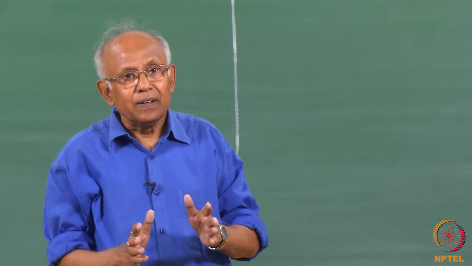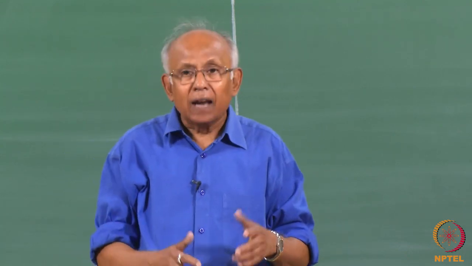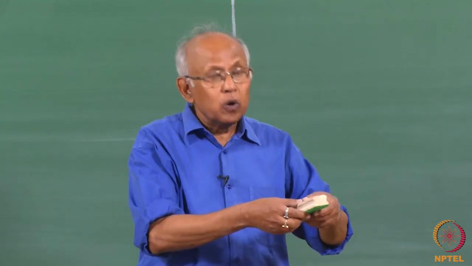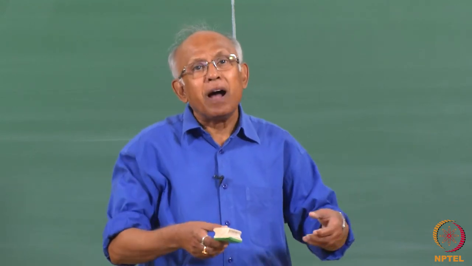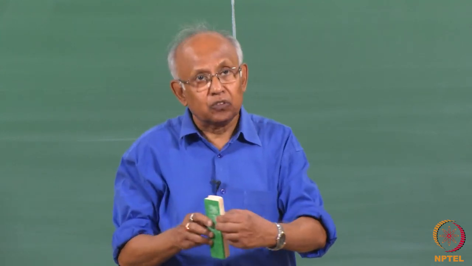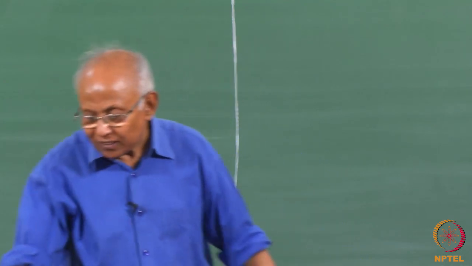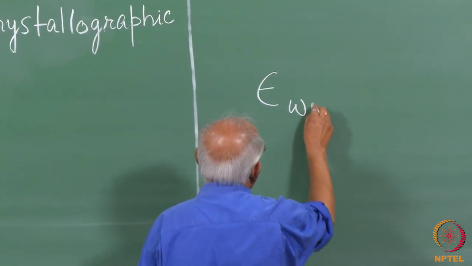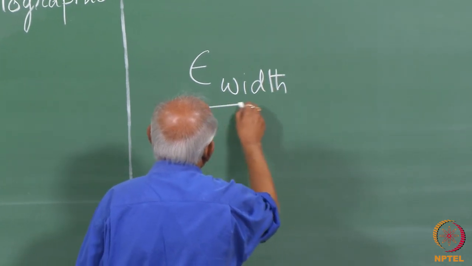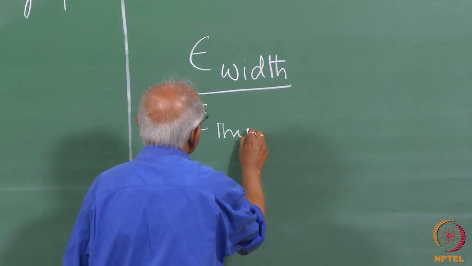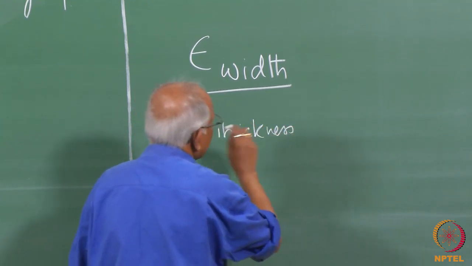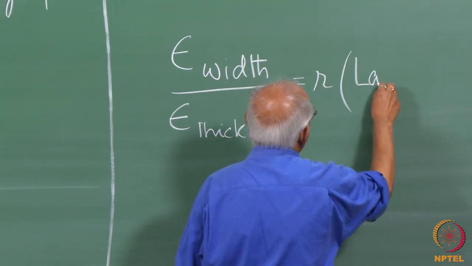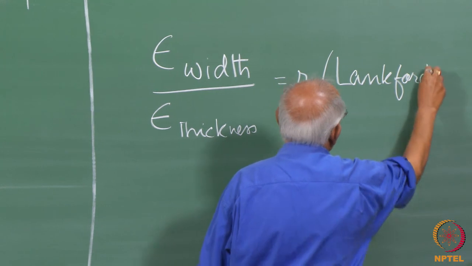Now in order to do that, the steel must be highly deep drawable. And what we mean by deep drawable is, if you take a sheet steel and we want to draw it, we want the sheet to spread in its own plane much more before the thickness gets reduced, because then it will fail. Now in order to do that, we must have a situation where the strain in the width direction of the steel divided by the strain in the thickness direction should be as high as possible. Now this ratio is known as R, it is called the Langford parameter.